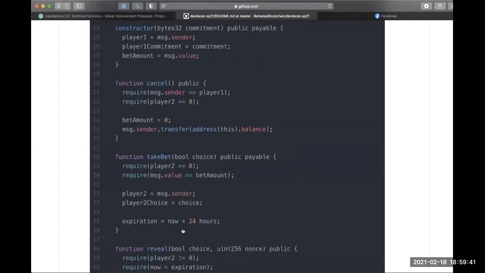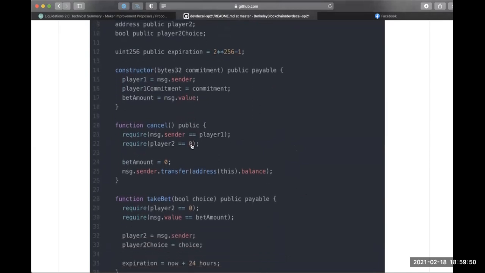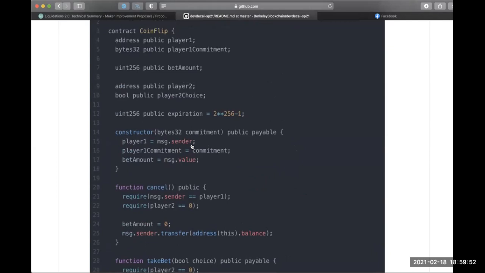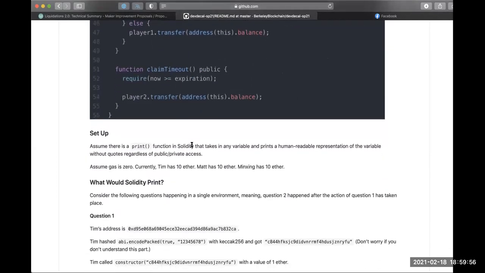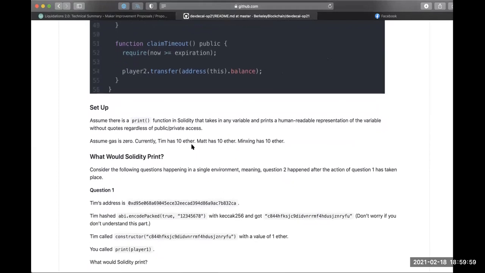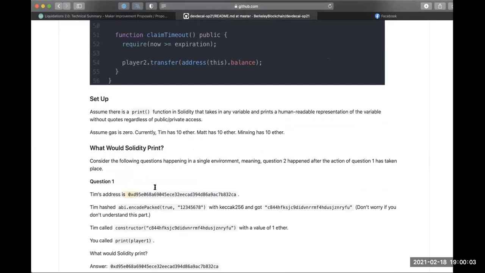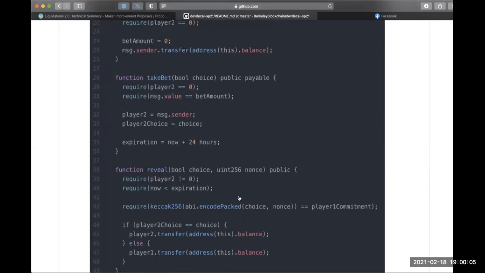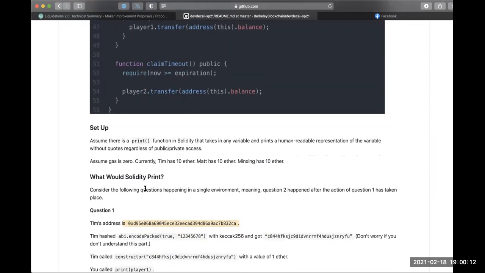When he calls the constructor, player one equals message sender, and then bet amount equals message value. So let's see what happens. The address is this, so message.sender is that. Then player one would be this value right here.